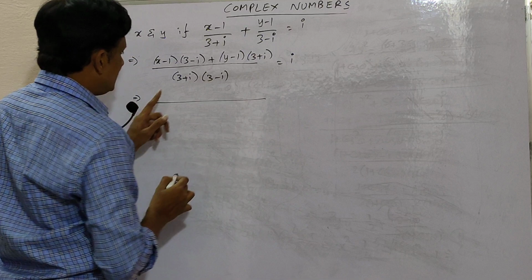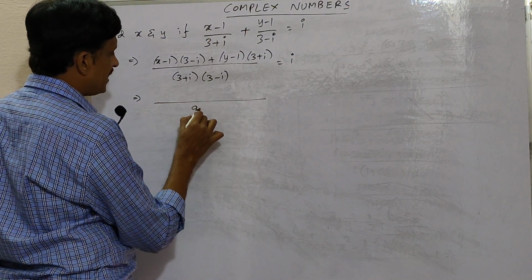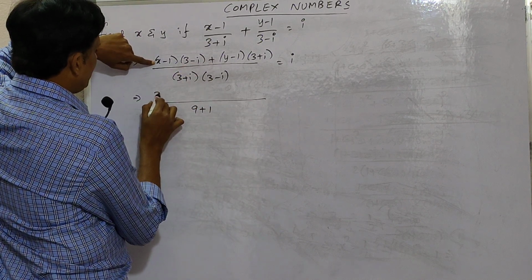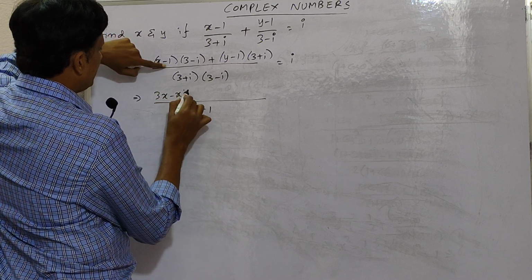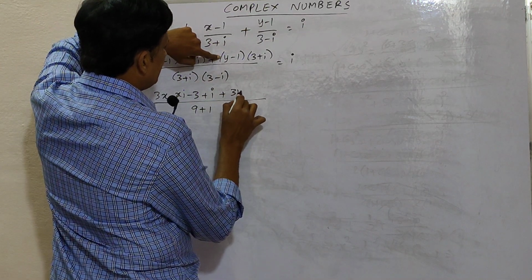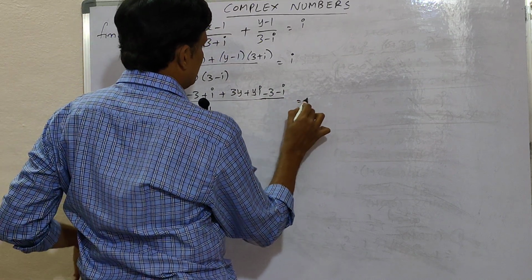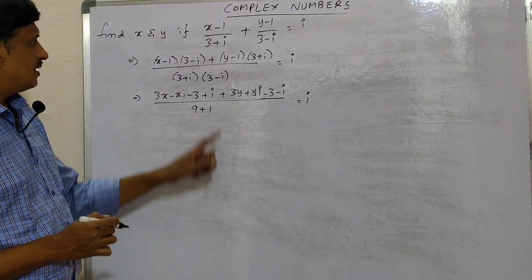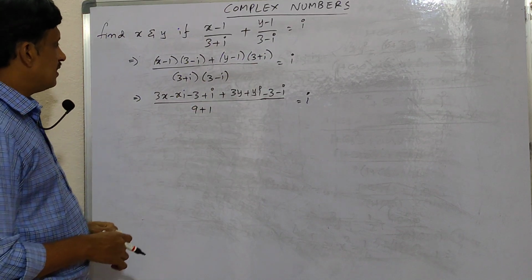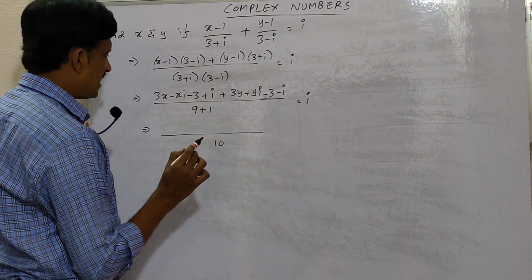So here the denominator is in the form of a plus ib into a minus ib, that is a square plus b square. So 3 square is 9 plus 1 square is 1, that is 10 you will get. In the numerator you are getting 3x minus xi minus 3 plus i. And here it is 3y plus yi minus 3 minus i. This is equal to i is given. Multiply with this. And then denominator is 10, 9 plus 1.